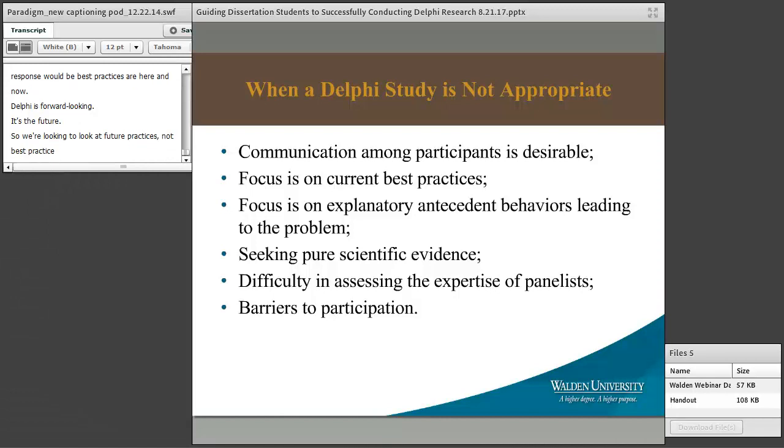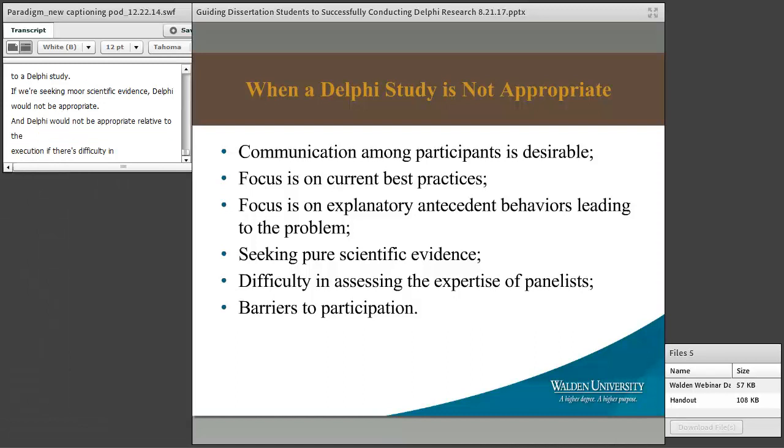It's also not appropriate when we're trying to explain antecedent behaviors leading up to the problem. Why does this problem exist? That, to me, would be more akin to a case study, not to a Delphi study. If we're seeking pure scientific evidence, a Delphi would not be appropriate. And a Delphi would not be appropriate relative to the execution if there's difficulty in assessing expertise of panelists or if there are barriers to participation.